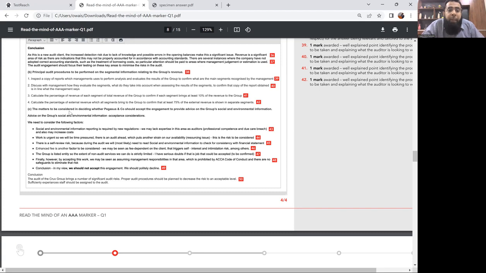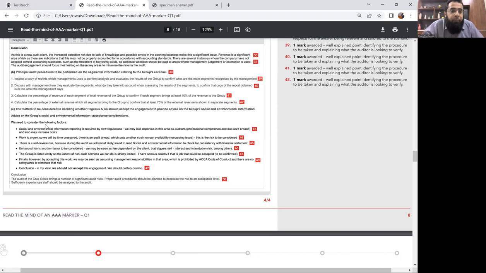Now, the matters to be considered in whether Pegasus and company should accept the engagement. Advice on the group's social and environmental information, acceptance consideration. We need to consider the following factors. Social and environmental reporting is required by new regulation. We may lack expertise in this area as auditors, professional competence and due care, and it may also increase cost. So he identified a good point, that we may lack competence. That was a reasonable point.